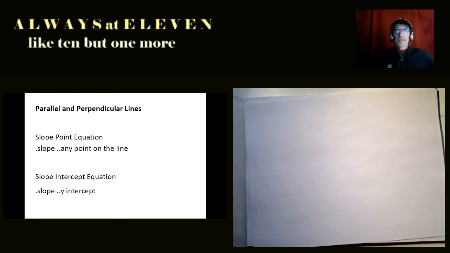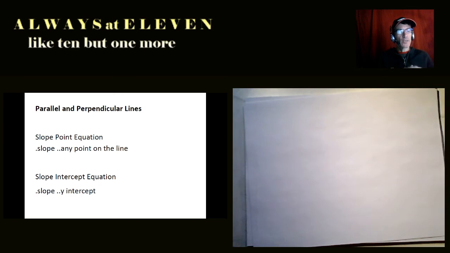The window on the left there shows that if you are asked to get the slope point form of the equation, then you need a couple of things. One of them is the slope, and the other one is any point that is on this line. And for our purposes, they'll probably give that to you. Say, create a line that goes through this particular point.